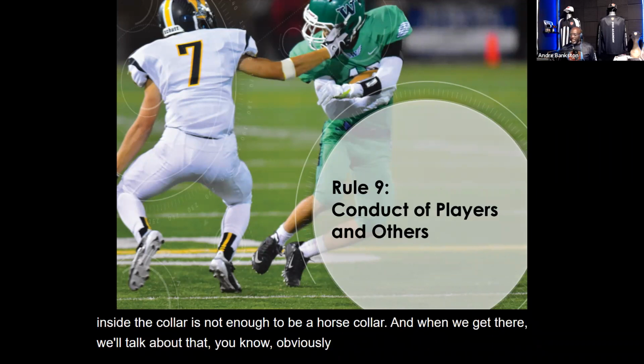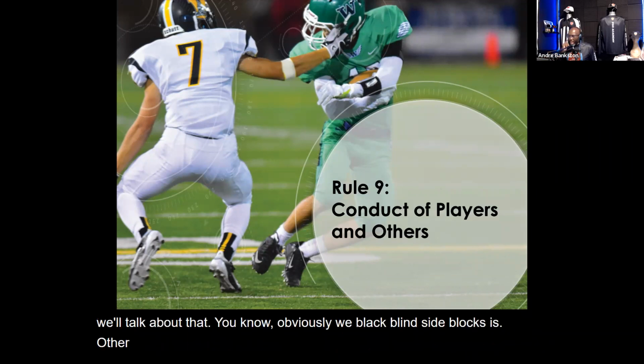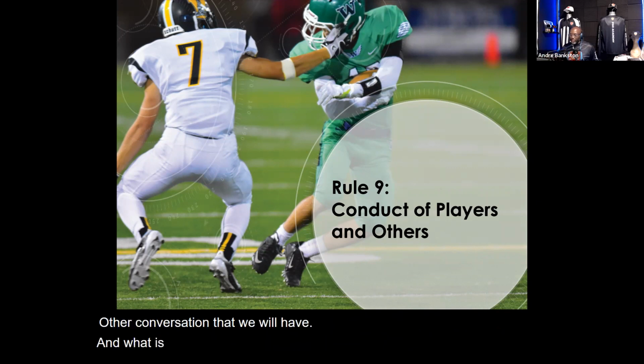Obviously, blindside blocks is another conversation that we will have, and what is a legal blindside block versus an illegal blindside block, and so on and so forth. So let's go ahead and get started.